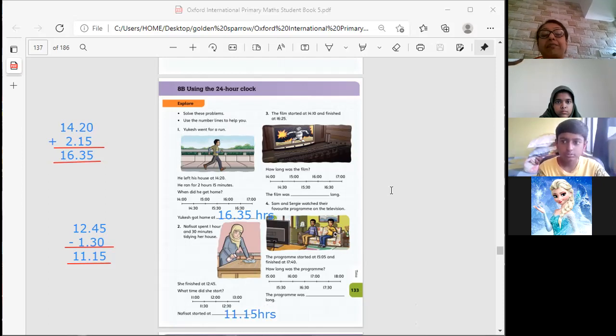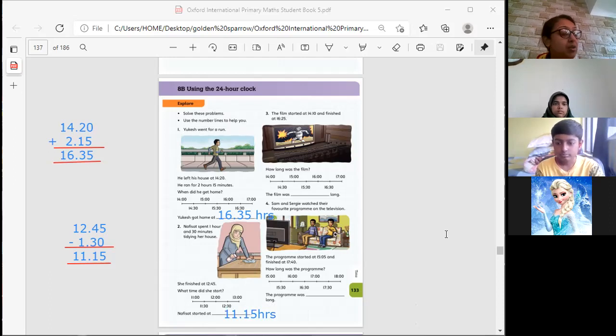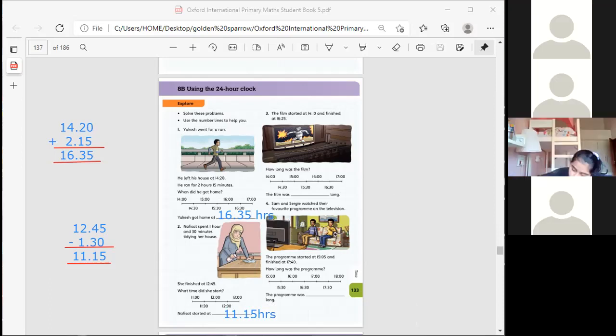Tell me, are you all having difficulty in doing this kind of sum? No, ma'am. Okay. Ma'am, when do we have to add and when do we have to subtract? When they tell you total, then add. When they tell you when they started, subtract. Can we go to the next sum? Yes, ma'am.